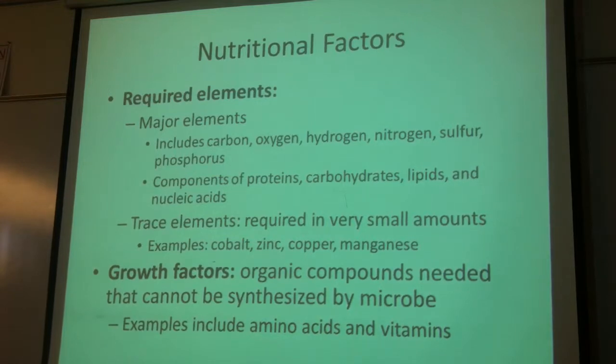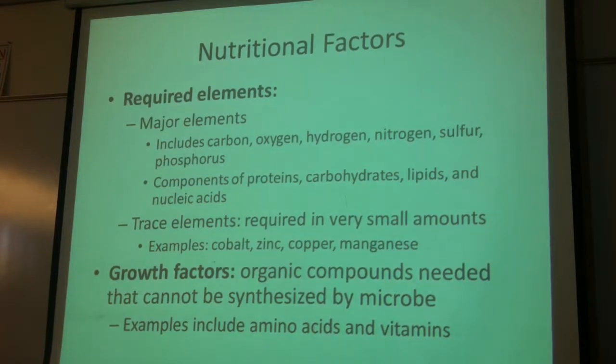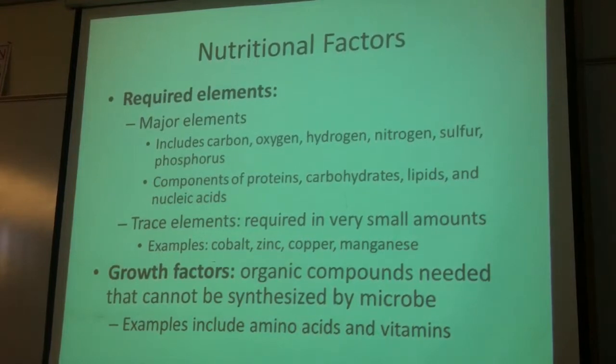Growth factors. So, what are the organic compounds needed that cannot be synthesized by microbes? So this includes some amino acids or vitamins. We talk about there are 20 amino acids, and some of those we actually can't synthesize for ourselves, so we have to eat something to get those essential amino acids. And so that's one of those growth factors of things we cannot make for ourselves. Microbes also have some things that they cannot make for themselves that they must acquire from somewhere else.